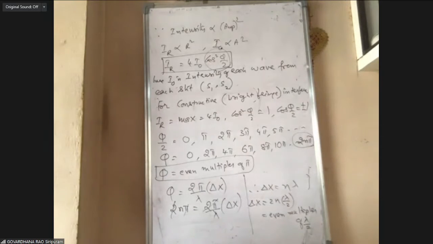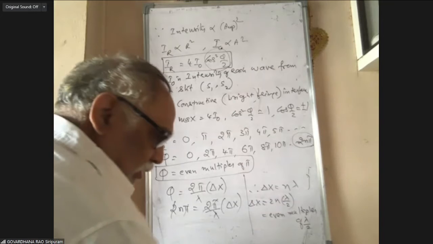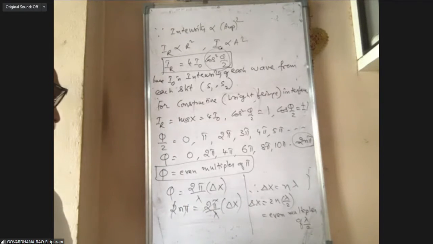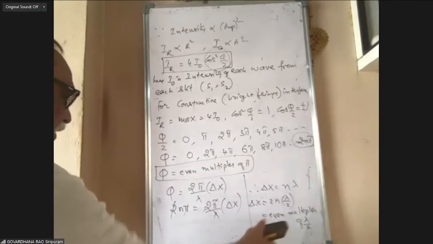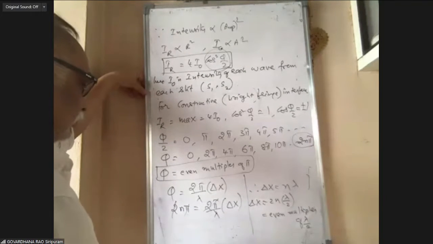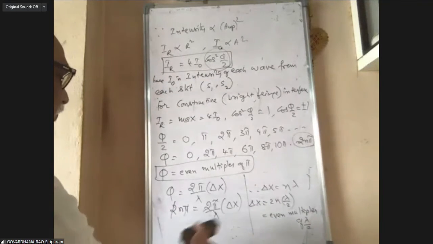Arjun, have you followed? Yes, sir. So the path difference is even multiples of lambda by 2. Correct? This is for constructive interference.